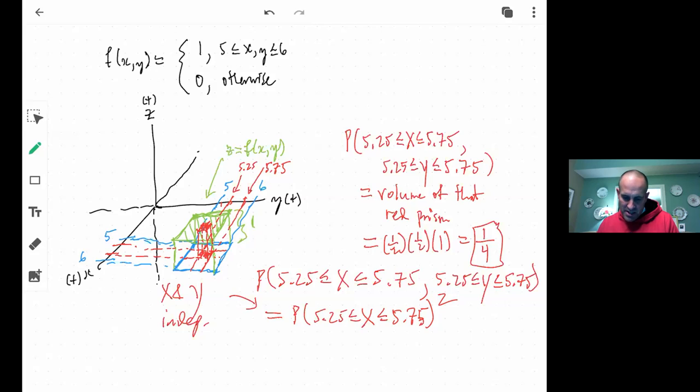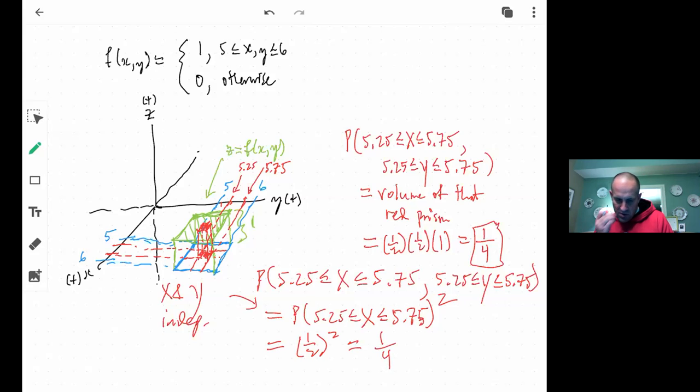And what's the probability that x is between 5.25 and 5.75? Well, that's half of its values, right? Total, it has a width of 1 that it can go through. And so this is half of its values. So this would just be 1/2 squared, which is, once again, 1/4.